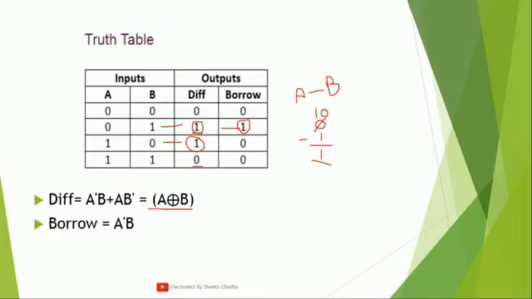Similarly, borrow. There is only one entry in the truth table where borrow is 1. That is 0 1. Hence borrow is A bar dot B.